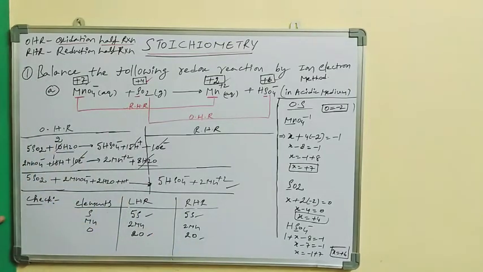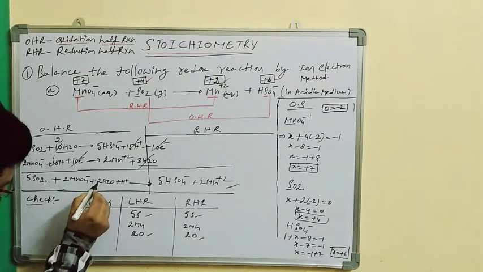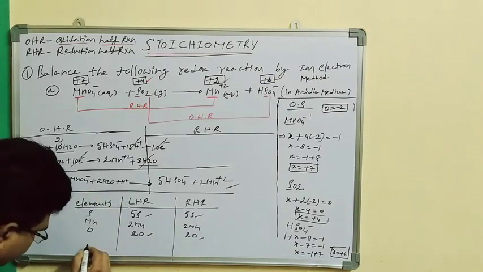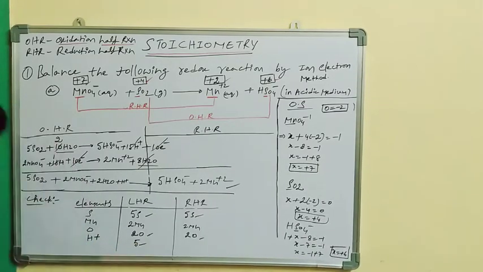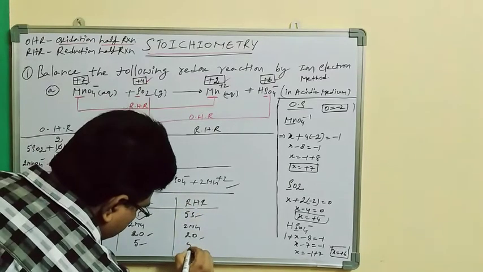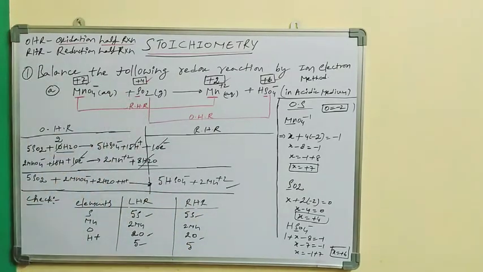Now I am balancing hydrogen atoms. How many hydrogens are there? 2 plus 4 is 6... 4 plus 1, 5 hydrogens. On the product side, how many hydrogens? 5. So all the elements are balanced. This is how to balance a redox reaction in acidic medium. The given reaction in acidic medium, so we got the correct answer.